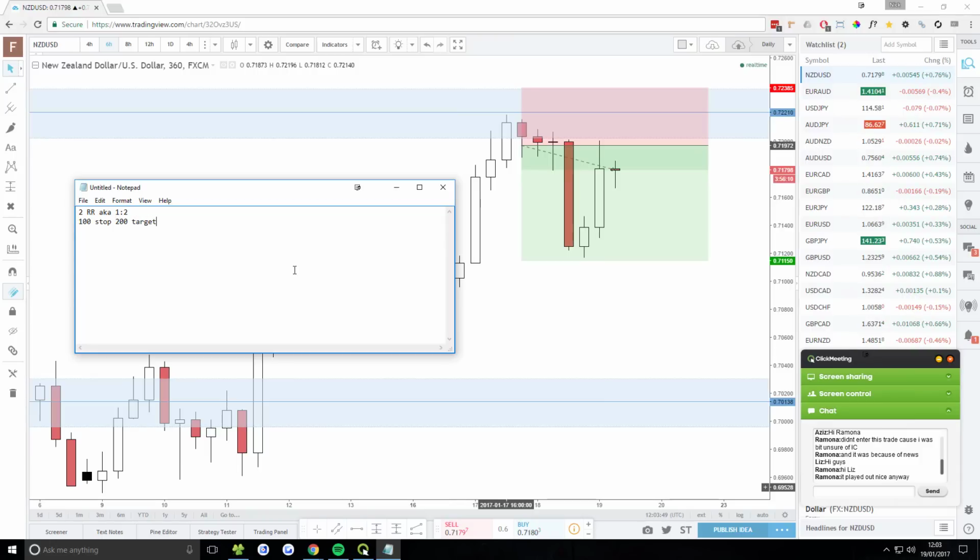1 to 1.5 is the minimum I go for. So 1 to 1.5, also known as 1.5 RR. One to 1.5 is the minimum I go for. So if my stop loss was 100 pips, my target would be what? 150 pips. So that's what I mean when I say 1 to 1.5 or 1.5 RR.